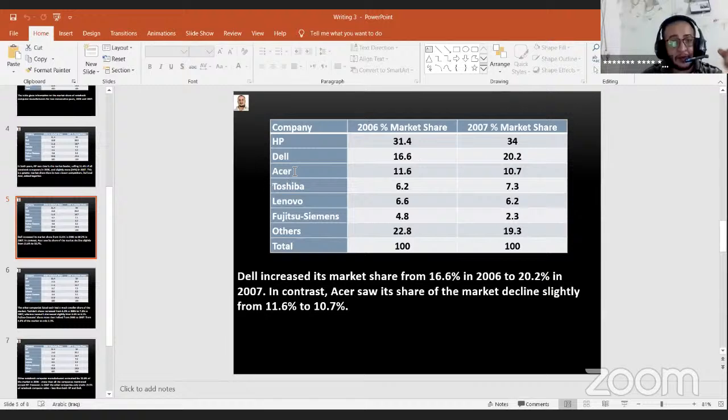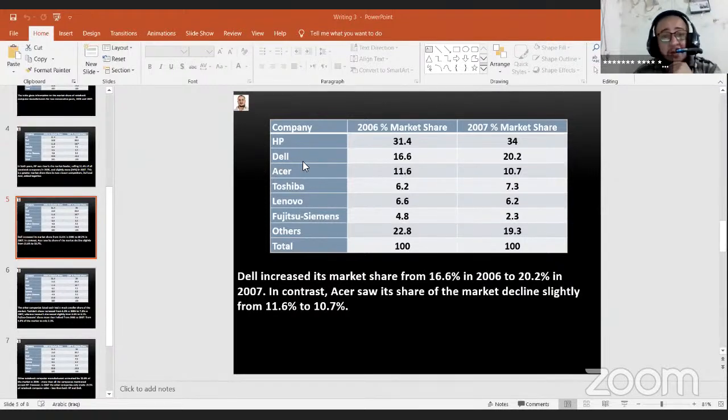Now we need to talk about Acer. Acer had a decrease. So we need to have some contrastive expression here. But, whereas, however, in contrast. Why? Because there is a contrast. This one increased, this one decreased. So we need to show this by some linking expression here. In contrast, Acer saw its share of the market decline. Decline here means decrease. It gives the same precise meaning here. Decline means something else, but here means decline, which means decrease. Slightly from 11.6% to 10.7%.